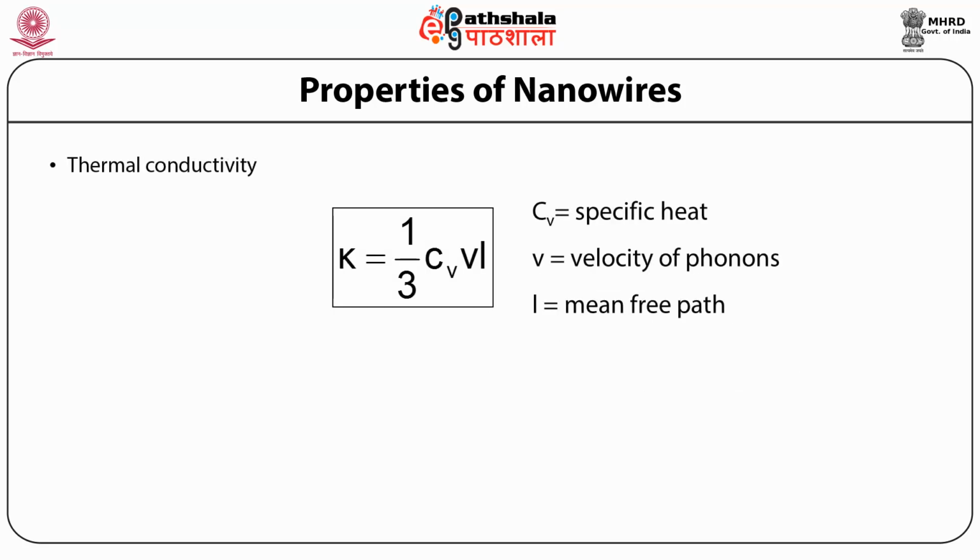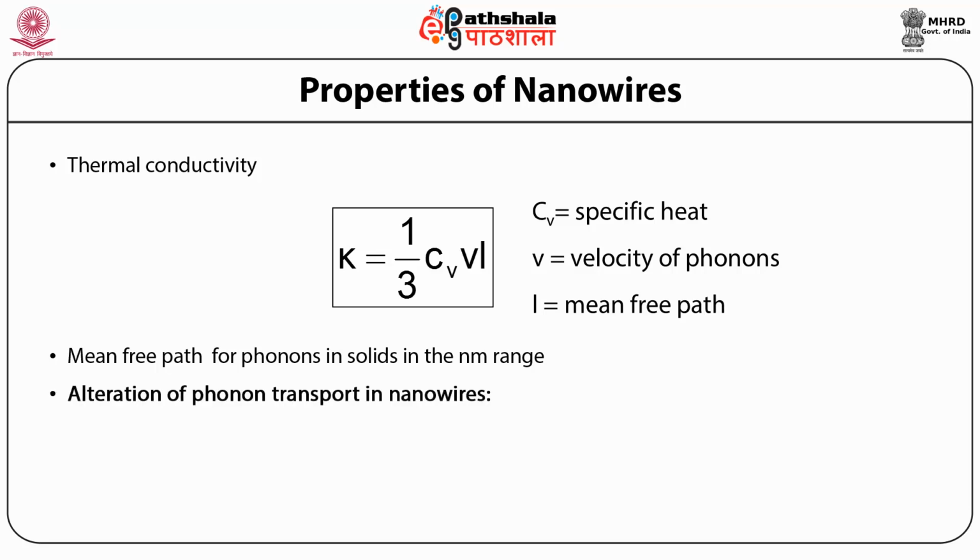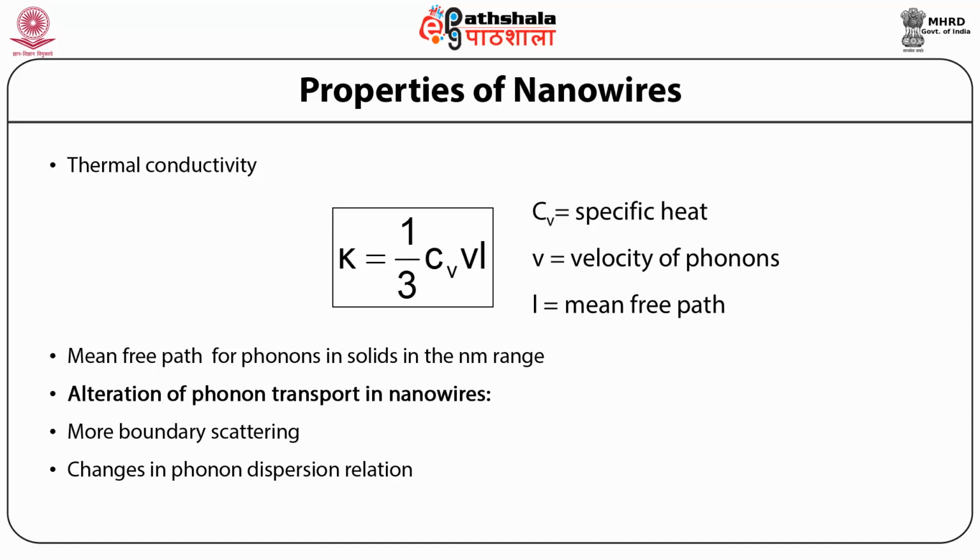Now the thermal conductivity, how does it vary for a nanowire? It is equal to 1 by 3 C_V v L, where C_V is the specific heat, v is the velocity of phonons, and L is the mean free path. Mean free path for phonons in solids is in the nanometer range. The alteration of phonon transport in nanowires will have three effects: more boundary scattering, changes in phonon dispersion, and quantization of phonon transport.